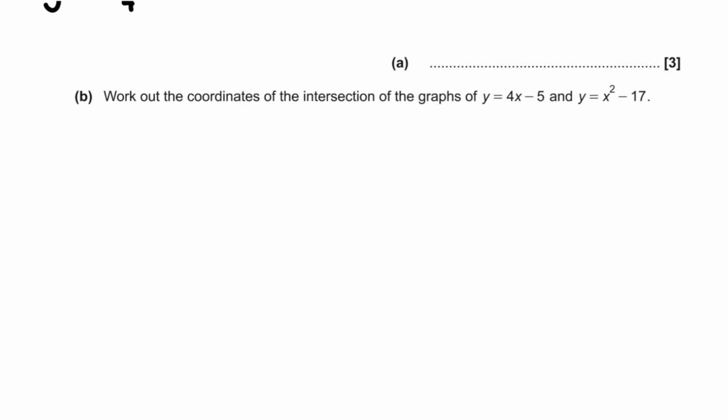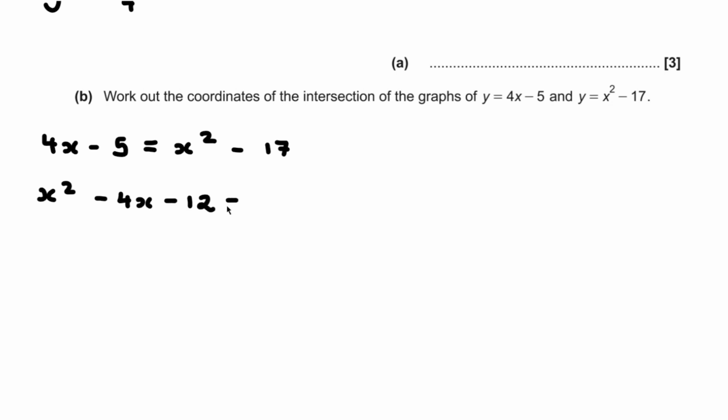Part B, we have to work out the coordinates of the intersection of the graphs of y equals 4x minus 5 and y equals x squared subtract 17. Well, what we need to do is set these equal to each other. So I've got 4x minus 5 equaling x squared minus 17. Let's rearrange. If we rearrange, I've got x squared, subtract 4x, subtract 12, equals 0.